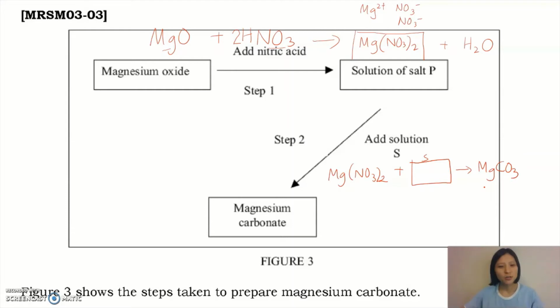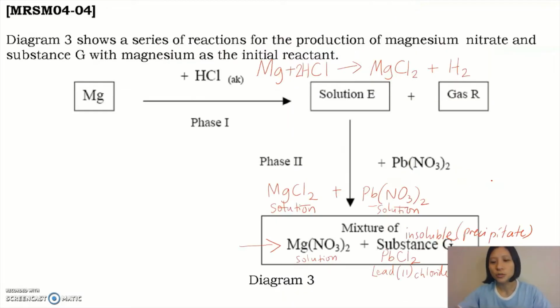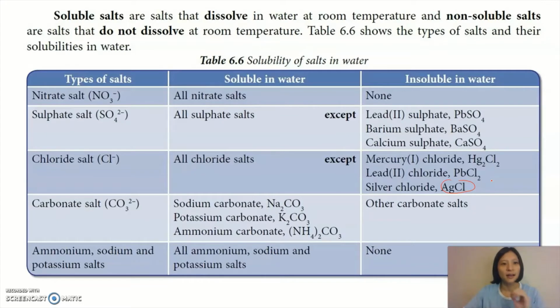So once again, if you check your textbook, you will notice that all carbonate ions are insoluble except for sodium, potassium and ammonium, right? Because we already learned right at the bottom here that all sodiums, all potassiums, and all ammoniums must be soluble. So carbonates are all not soluble except for these 3: sodium, potassium, ammonium. So therefore, let's go back to the question.